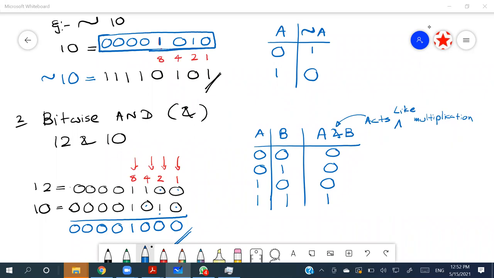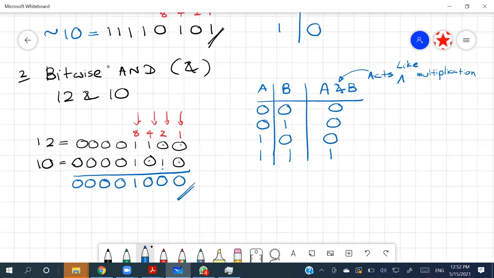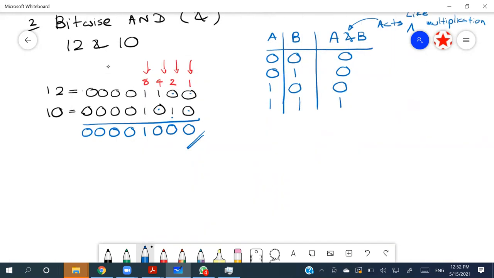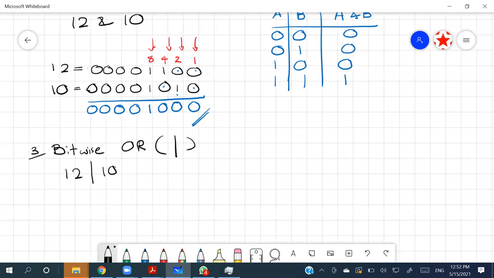Right, okay. So bitwise OR happens like this, and it is indicated by a long line, right? So if I take the same thing, like 12 OR 10, right? Now you know the drill.